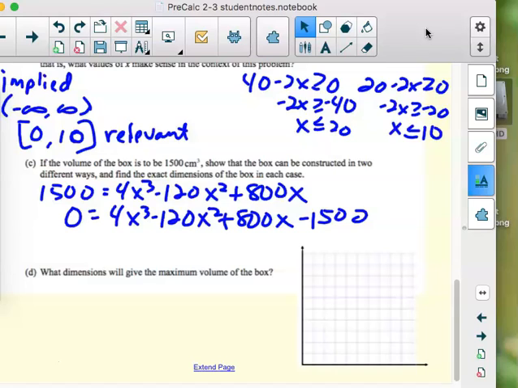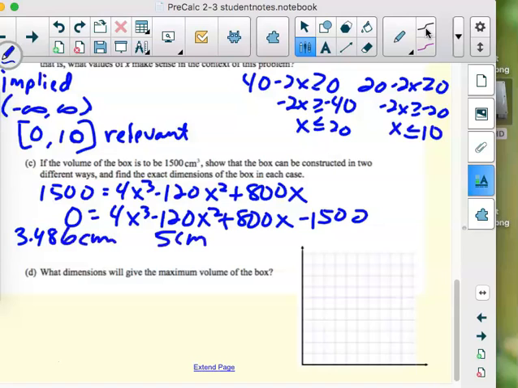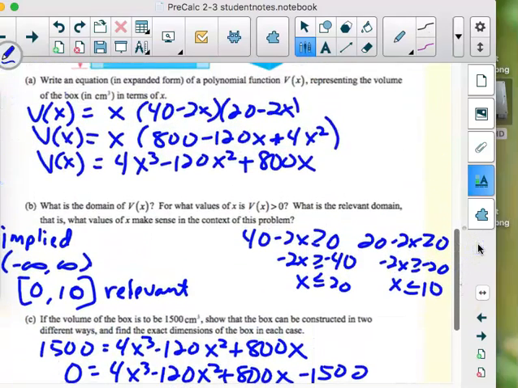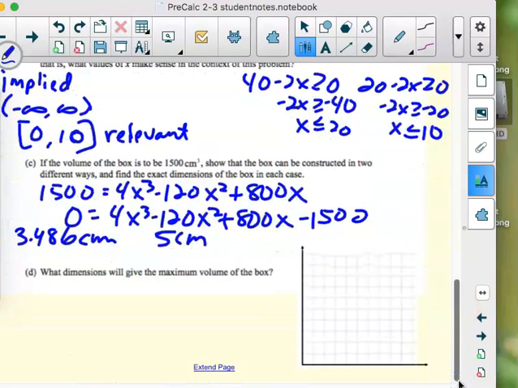So the dimensions that would give us that 1500. The first one was a decimal, 3.486, and this was in centimeters. And the other one was a perfect 5 centimeters. But it did say give the exact dimensions. So what we would have to do is go back and put our 3.486 in each of these spots to find what the other dimensions would be.